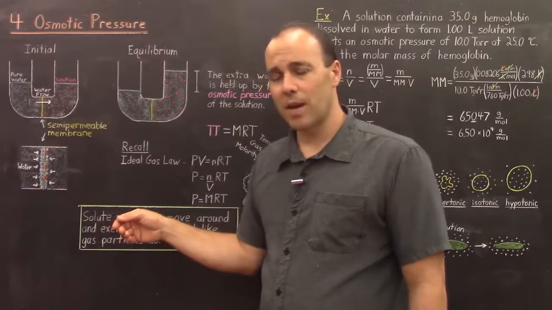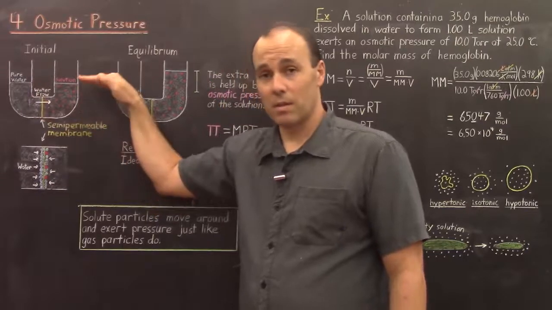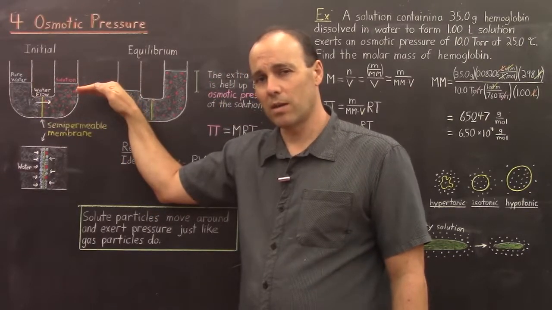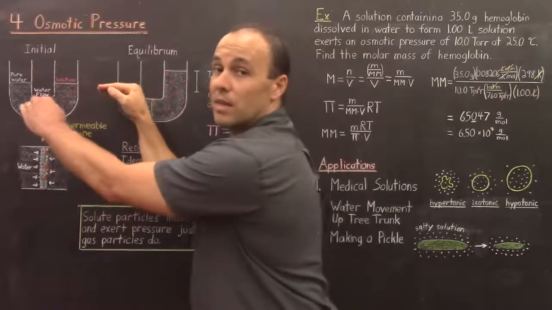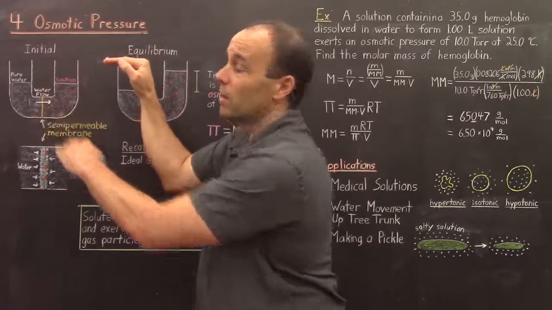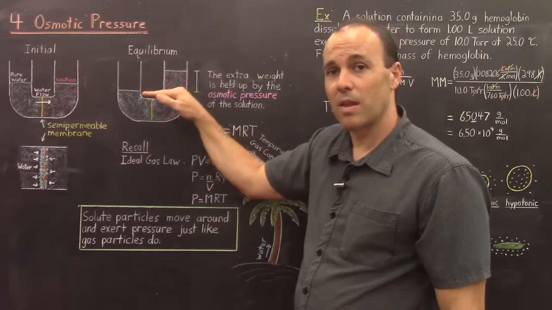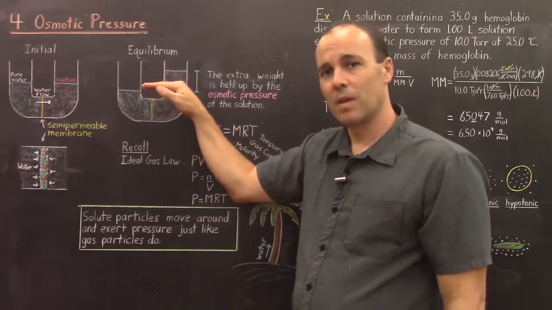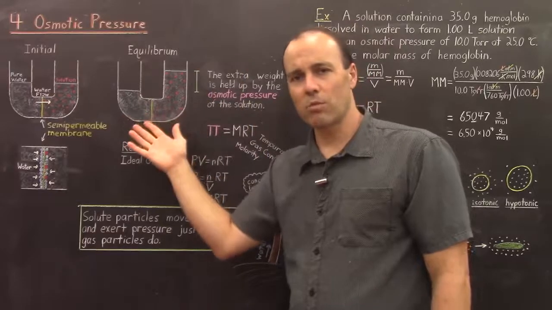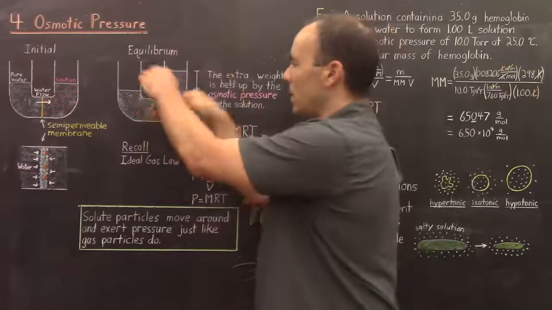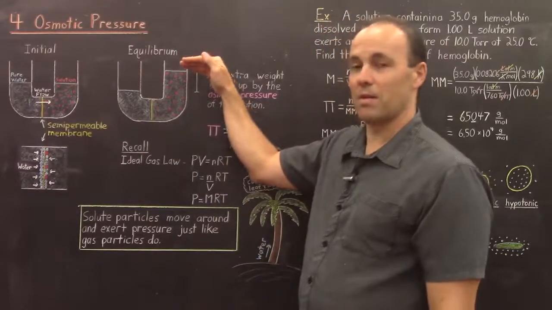Now, if we set this device up like that, at the very beginning, these liquid levels are even. But what we'll see if we wait a little while is that water will end up flowing in this direction through the membrane, and the liquid level on the solution side will end up being higher than the pure solvent side. That's kind of interesting, because if water is able to freely travel through this membrane, why wouldn't it just flow back the other direction? What's holding it up there?